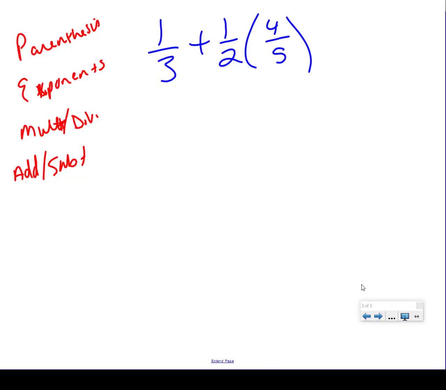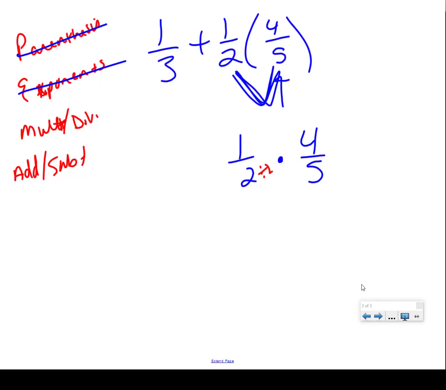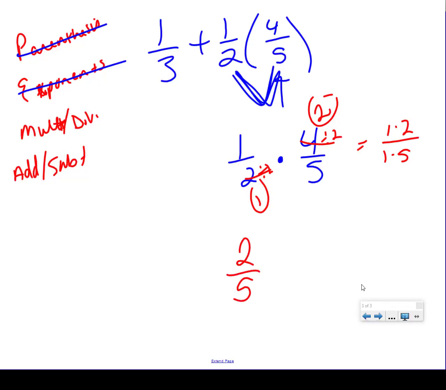I'm going to start with parentheses, and I can't do anything inside those parentheses because I only have one number in there. Exponents, I don't have any, so I'm at the multiply stage. Multiply these two together. And so I will multiply 1/2 and 4/5. They don't need a common denominator. You just multiply across the top and across the bottom and then simplify if you can. I'm going to simplify first. Remember that was an option, dividing by 2. So I get 2 here and 1 here. Multiply across the top and I get 1 times 2. Across the bottom and I get 1 times 5. So this whole part became 2/5.